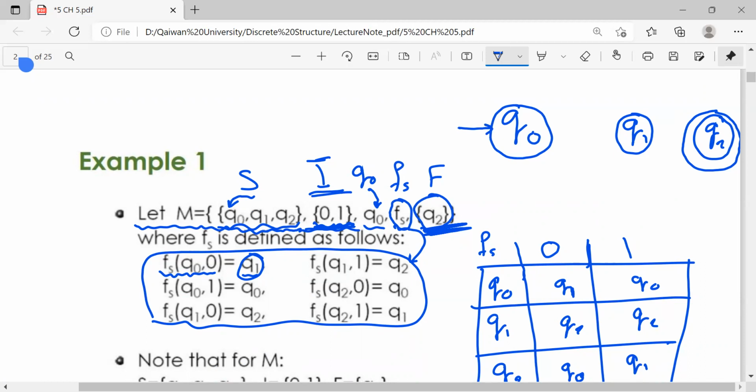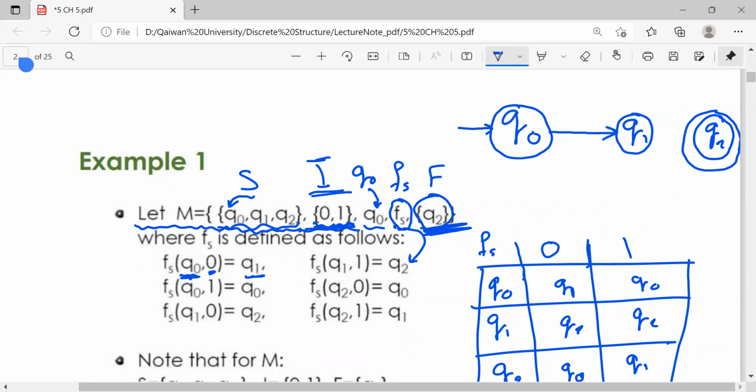Now, we use the function to draw the graph. F of Q0 on zero equals Q1. That means from Q0, you can get to Q1 if the input is zero. And then F of Q0 and one equals Q0. That means it returns to itself if the input is one. If the input is one, Q0 returns to itself. This is one. You must write down all the inputs on the edges.